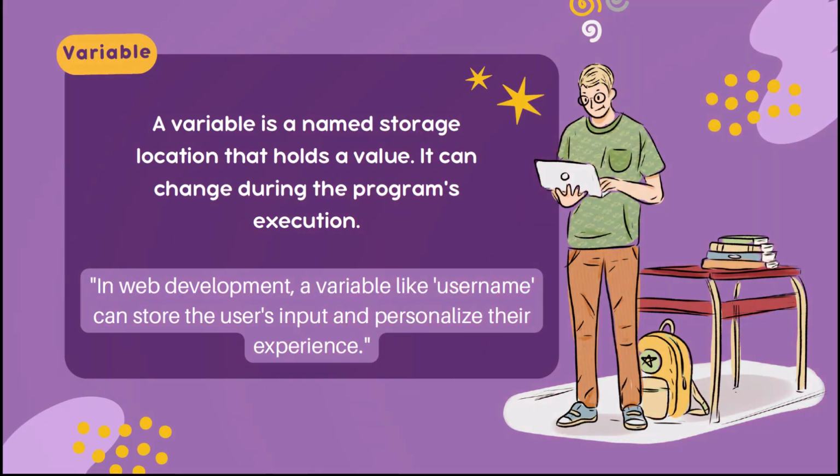Variable. A variable is a named storage location that holds a value. It can change during the program's execution. Example. In web development, a variable like username can store the user's input and personalize their experience.